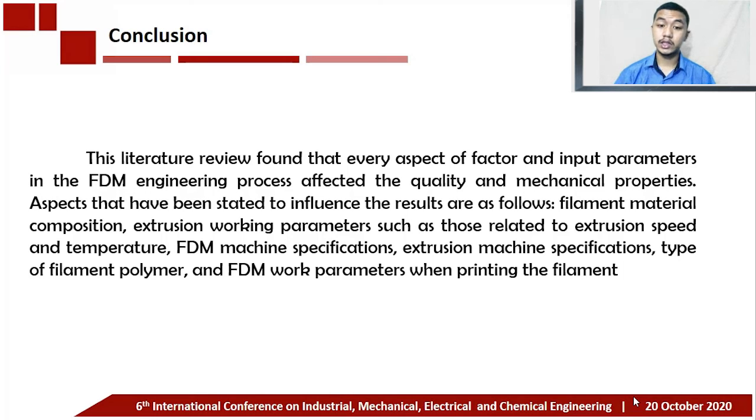Then, this literature review found that every aspect of factor and input parameter in the FDM engineering process affects the quality and mechanical properties. Aspects that have been stated to affect the result are as follows: filament material composition, extrusion working parameters such as those related to extrusion speed and temperature, FDM machine specification, extrusion machine specification, type of the filament polymer, and FDM work parameters when printing the filament.